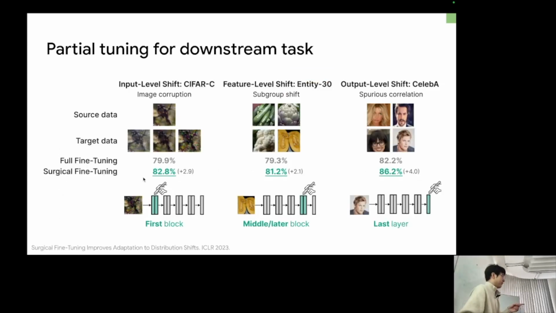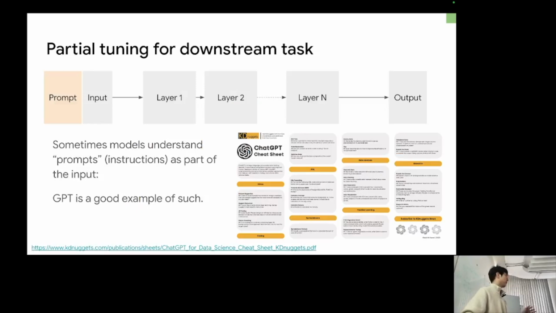But this single layer tuning can also be applied at different locations of the network. If you look at the paper called Surgical Fine-Tuning, they consider tuning only the first block, and they also consider tuning only some middle layer or only the last layer. Normally people expect tuning the last layer is probably the best idea, but sometimes tuning other layers may make more sense, depending on the kind of transfer you're experiencing.